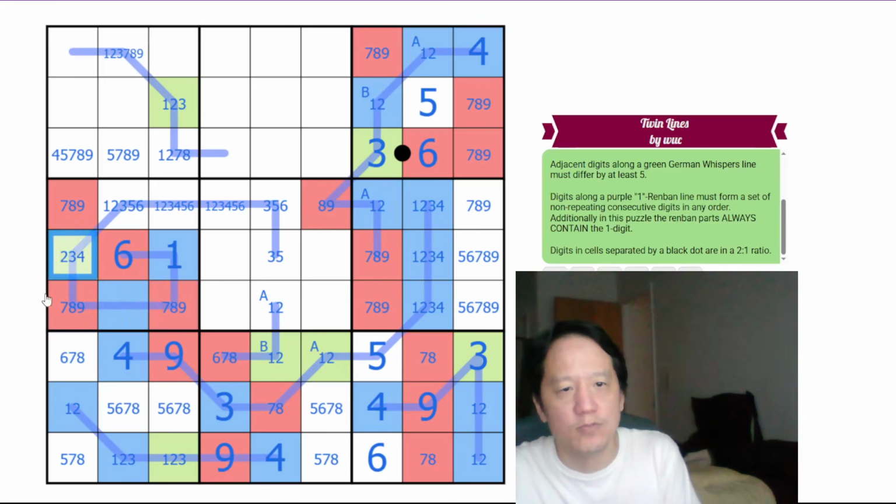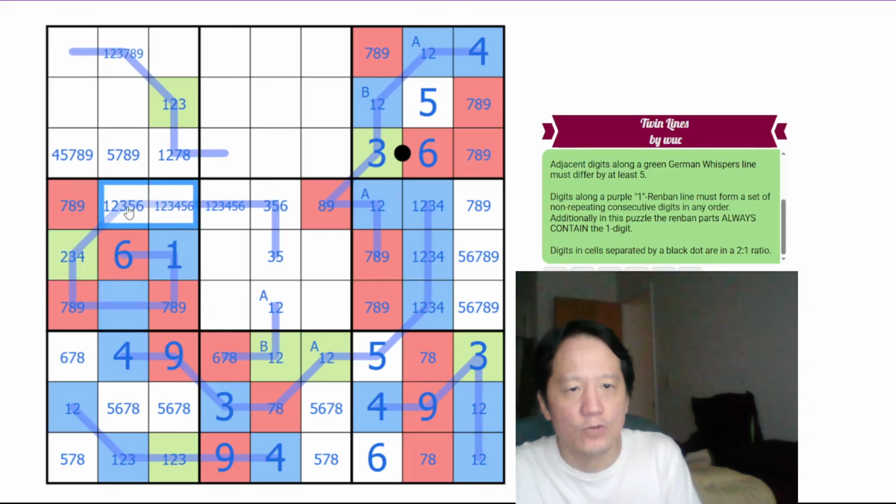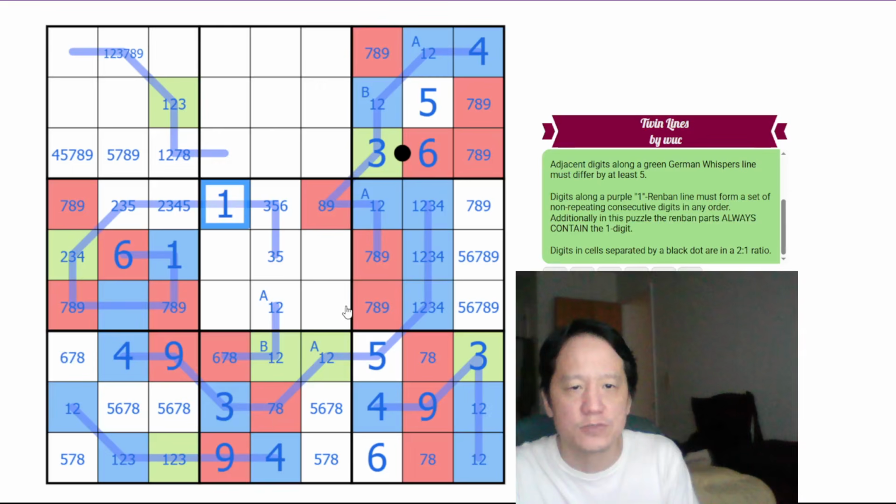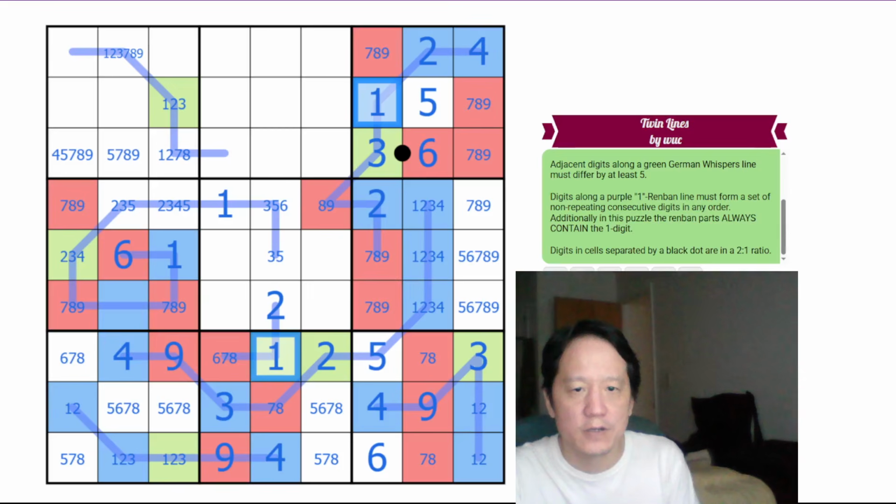This can't be 1. 1 and 6 cannot be here. Where is 1 on the Renban portion? Can't be here, can't be here. So it has to be here. So this is 1, which makes this 2. So A is 2. And B is 1.